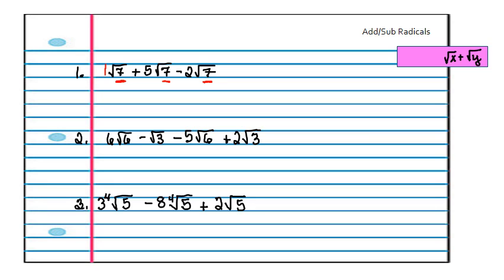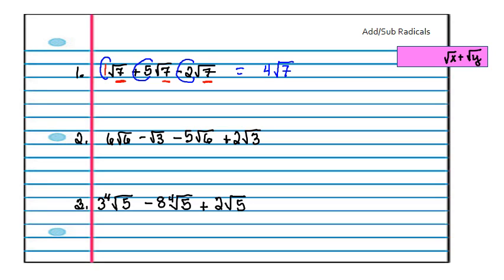All we're doing is adding the coefficients. We have a 1 here, a positive 5 here, and a negative 2, and those are what we're going to add together. 1 plus 5, take away 2, is a positive 4, and then the square root 7. We can only add coefficients to coefficients and like radicals together.